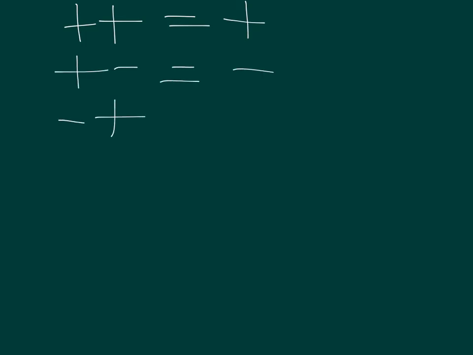So whenever you have two signs, two positives become a positive, a plus and a minus turn into a negative, a minus and a plus turn into a negative, and two negatives turn into a positive. And the same holds true with multiplication.